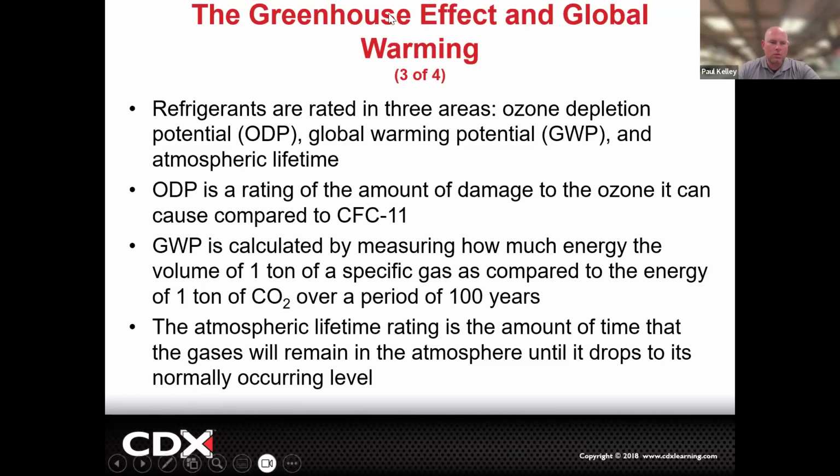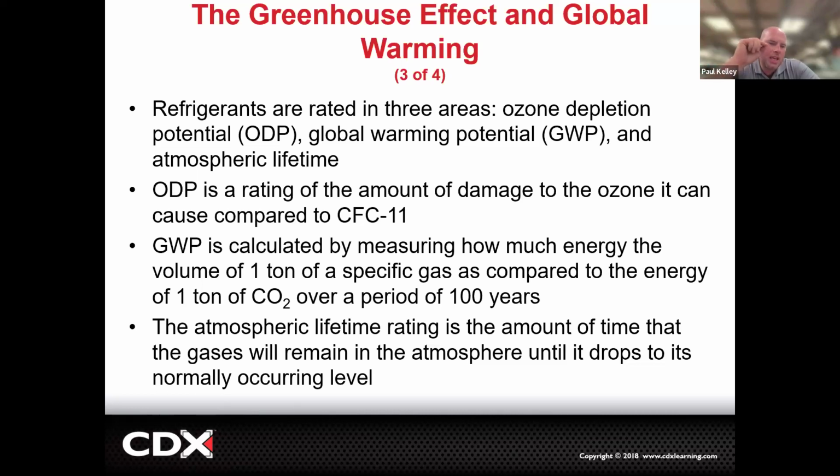So an ODP, ozone depletion potential, is a rating of the amount of damage the ozone can cause, but we're comparing it to CFC 11. That was chlorofluorocarbon number 11, an old school refrigerant. So that's your base number, and if it's high, it means it's worse than CFC 11, right? Ozone depletion potential is kind of like how the chlorine breaks off one of the oxygens and ruins the ozone, making it into O2 and chlorine monoxide, right? So that's the ozone depletion potential.